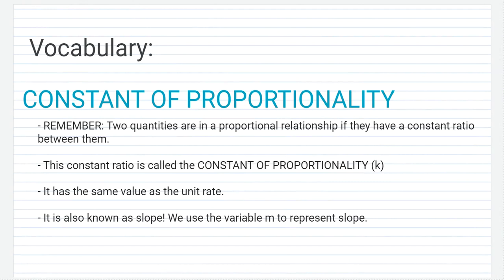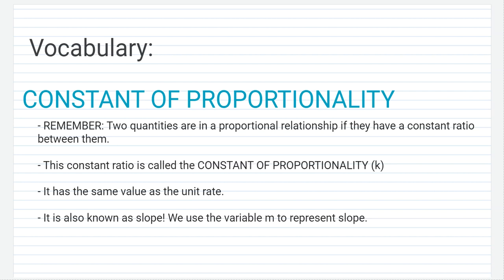Remember, two quantities are in a proportional relationship if they have a constant ratio between them. So in the video for understanding proportional relationships, we talked about how they have this ratio that is maintained throughout that table, or those two ratios or rates that we were comparing have, again, the same simplified ratio. So there's that constant ratio. This constant ratio is actually called the constant of proportionality, which we'd like to use the variable k for.